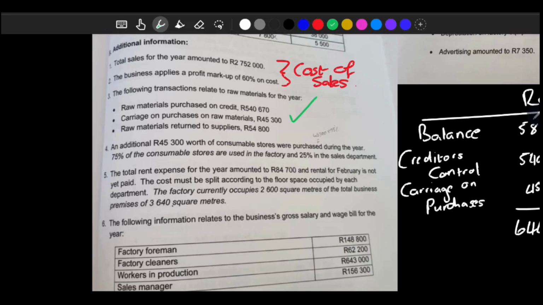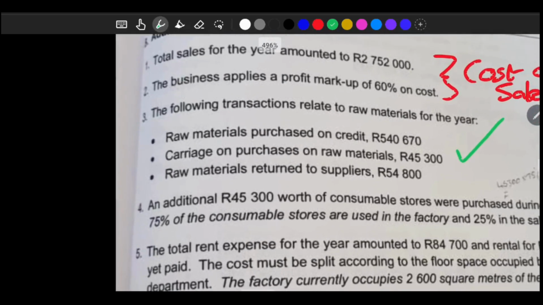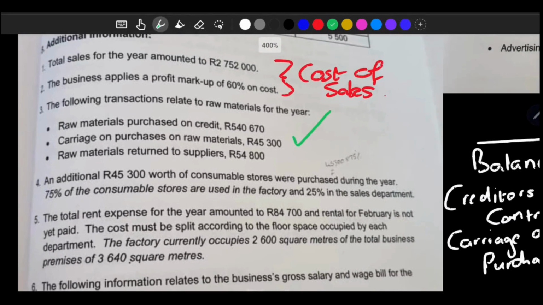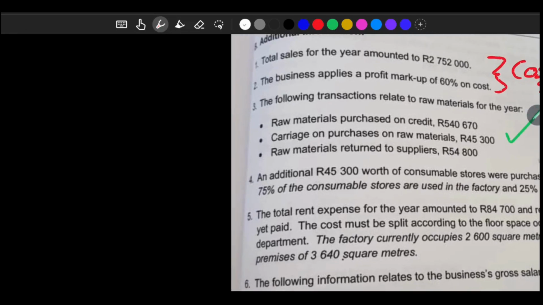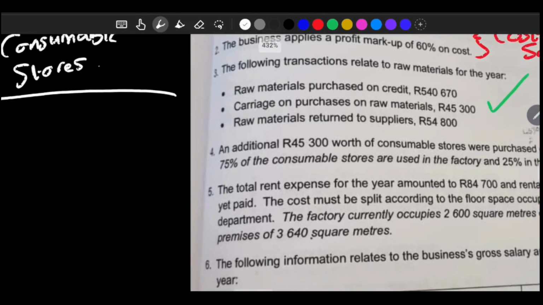An additional 45,300 worth of consumable stores were purchased during the year. 75% of the consumable stores are used in the factory and 25% in the sales department. So this we're going to write on the side. This is obviously factory overheads, FOH. I'm going to write it there as consumable stores, right? And then what do we have?